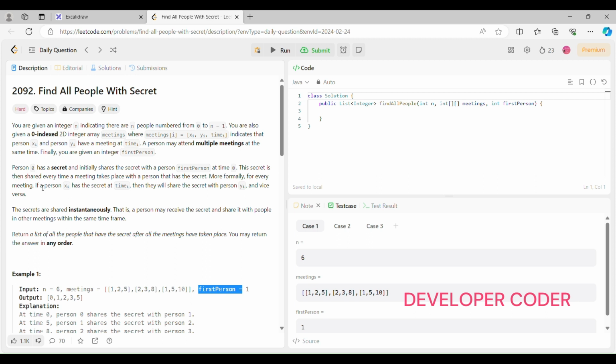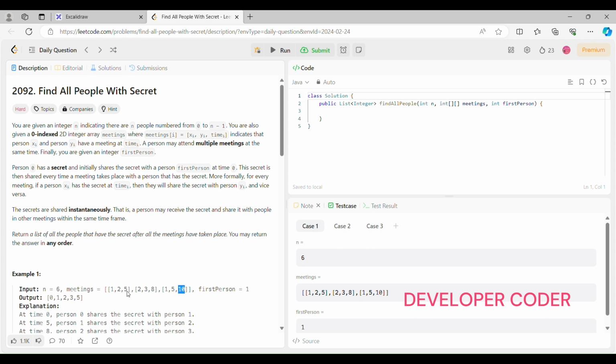Okay, this secret is then shared every time a meeting takes place with a person that has the secret. So let's say there is person 0, and person 0 shared the secret with person number 1. Now here this is the time. Initially these meetings will take place because this is 5, after that 8, and after that 10. So definitely one thing is clear, that this is the time given to us.